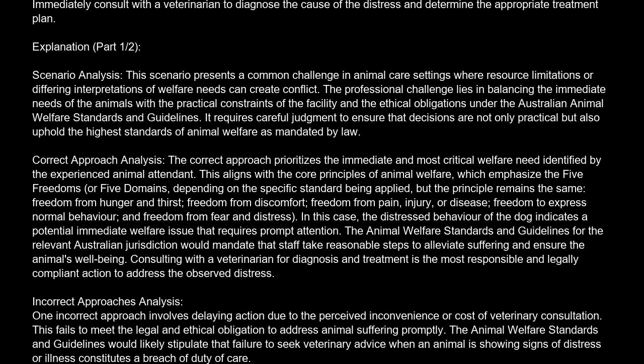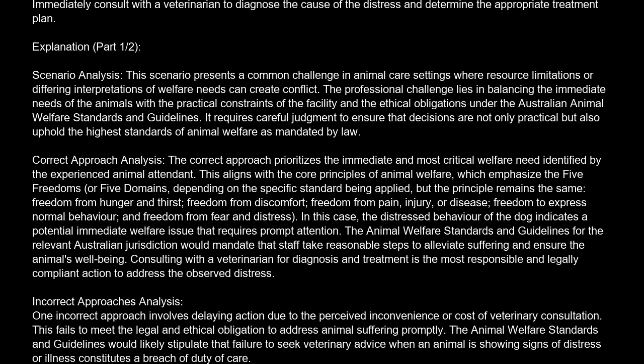In this case, the distressed behavior of the dog indicates a potential immediate welfare issue that requires prompt attention. The animal welfare standards and guidelines for the relevant Australian jurisdiction would mandate that staff take reasonable steps to alleviate suffering and ensure the animal's well-being. Consulting with a veterinarian for diagnosis and treatment is the most responsible and legally compliant action to address the observed distress.